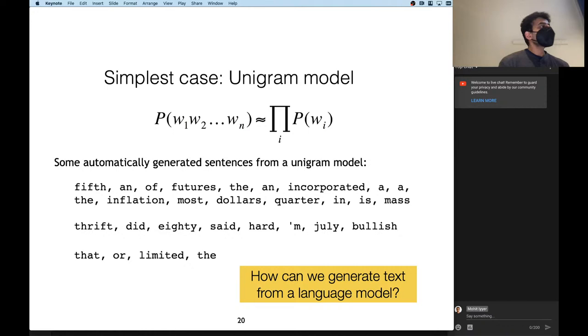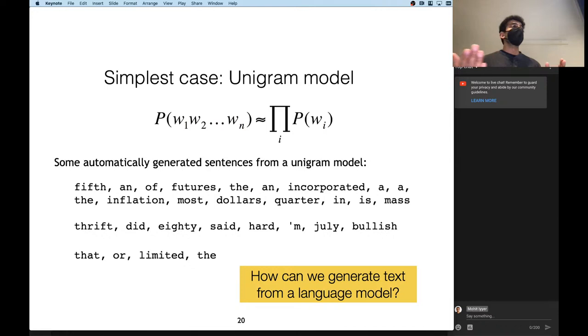Exactly. So remember that at any point in a sequence, a language model gives you a probability distribution of what the next word is, conditioned on the prefix. Given a probability distribution, I could do many things. I could say I'm going to generate the most probable word, or I could say I want to randomly sample from this distribution, or I could do some approaches in between. But in general, that's how we generate text from one of these language models.